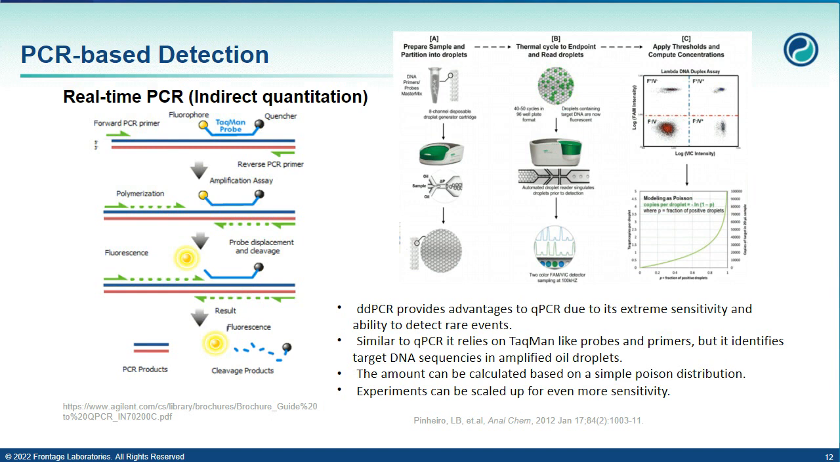Similar to Q-PCR, it relies on probes and primers, but it identifies target DNA sequences in amplified partitions or droplets, so the amount can be calculated based on a simple Poisson distribution. The experiment can be scaled up for even more sensitivity. So that's how we perform digital PCR for AAV vectors.